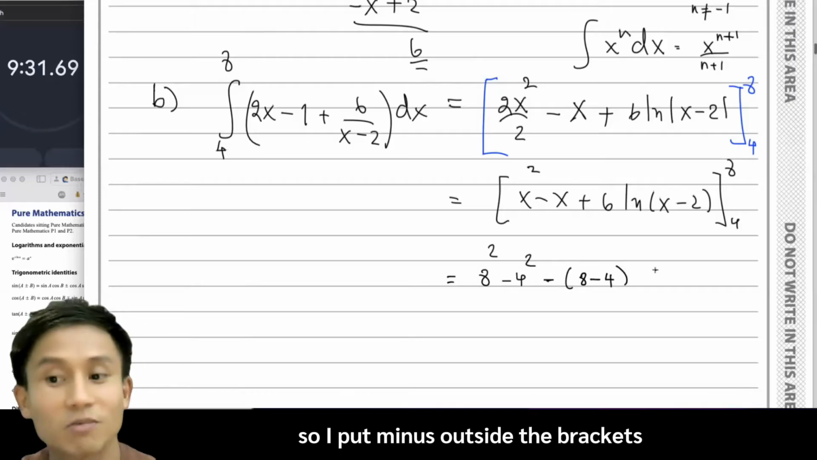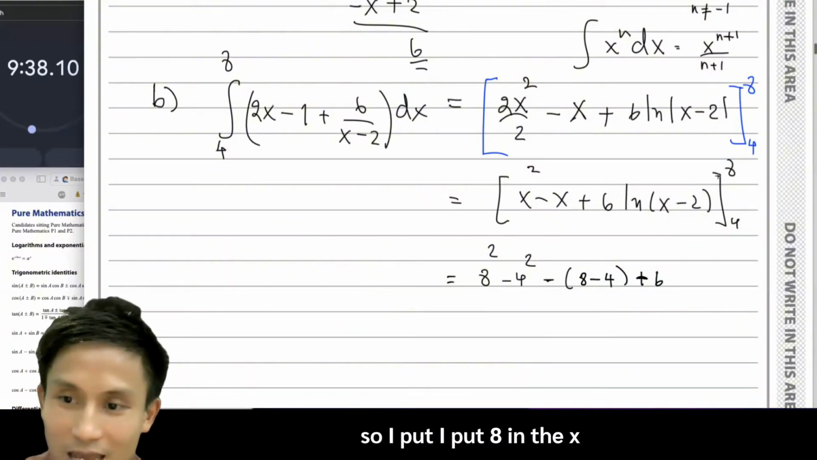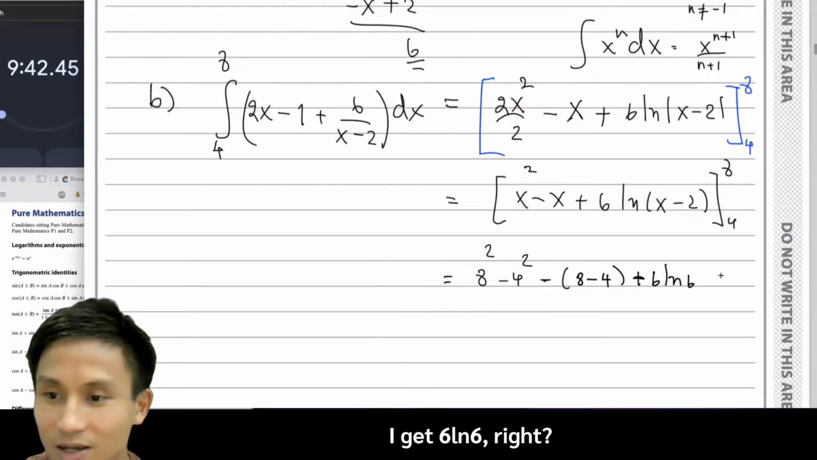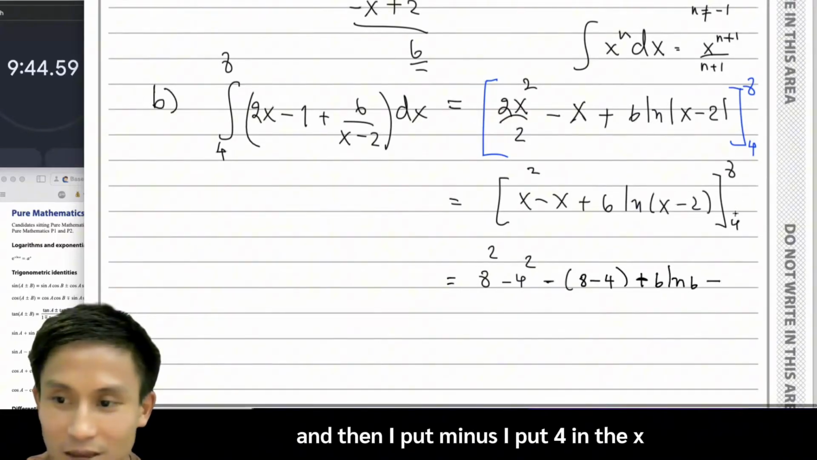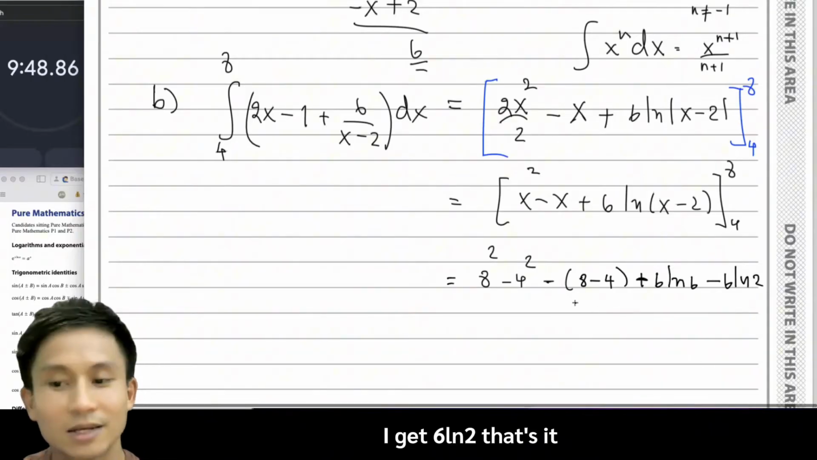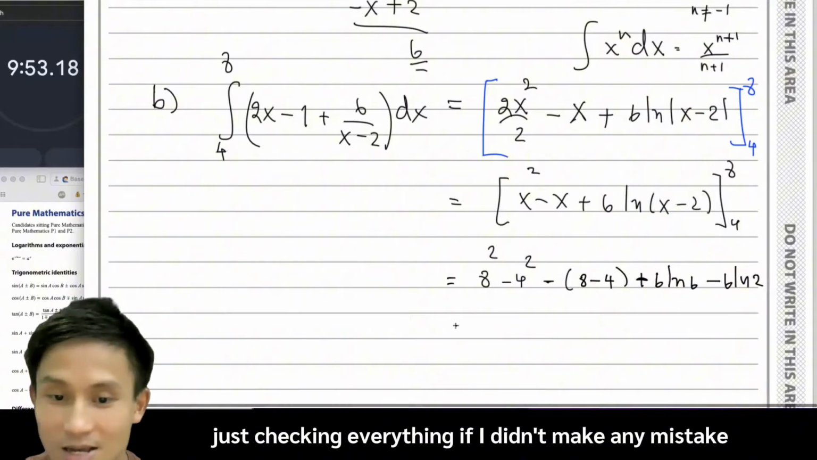So I put minus outside the brackets. And then I'm going to go plus 6. So I put 8 in the x, I get 6 ln 6, right? And then I put 4 in the x, I get 6 ln 2. That's it. Just checking everything in case I made any mistake.